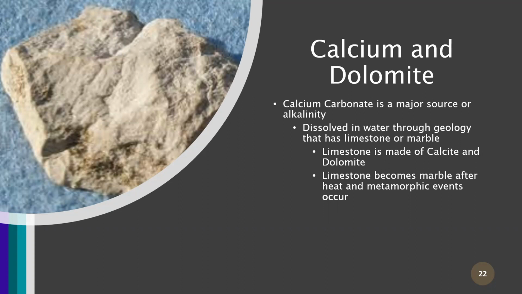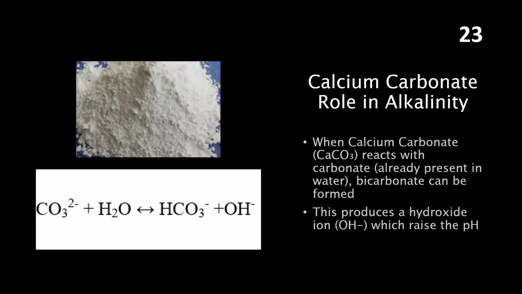Limestone is made of calcite and dolomite, and limestone becomes marble after heat and metamorphic events occur in the environment. When calcium carbonate reacts with carbonate, this forms bicarbonate, and bicarbonate will raise the pH. If it's a high percentage of bicarbonate, it's going to want to be about 8.3 in terms of pH. So you have carbonate and then the bicarbonate.